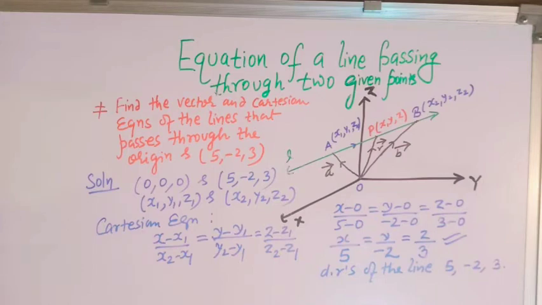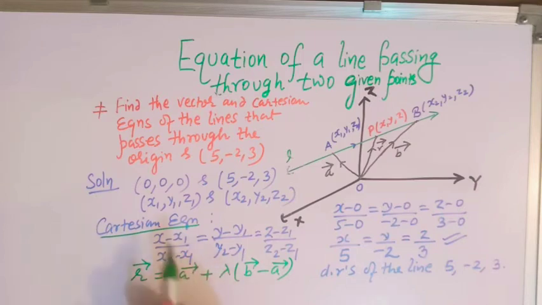Now for the vector equation, the vector equation can be given as vector r is equal to vector a plus lambda times (vector b minus vector a). So here this vector a can be given by this vector, so this is the zero vector, right? Because vector a is 0 i cap plus 0 j cap plus 0 k cap, right?